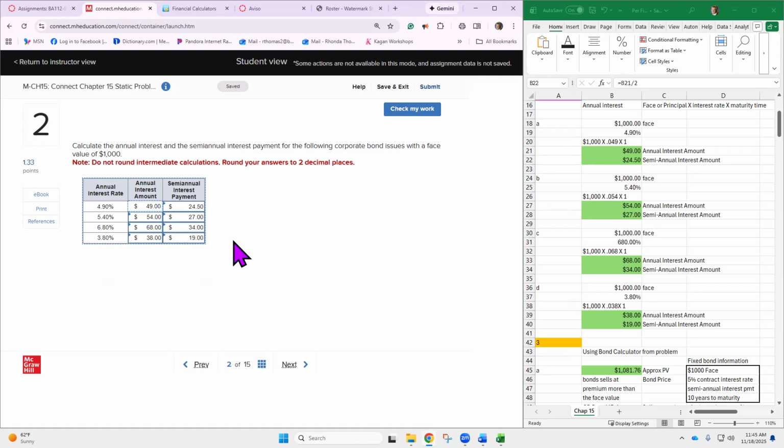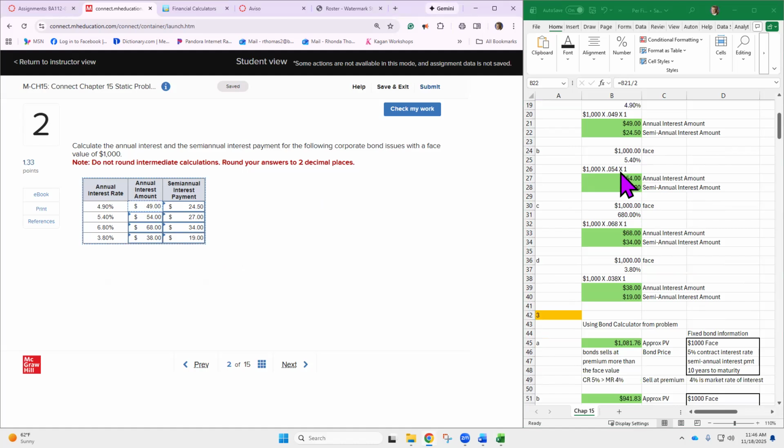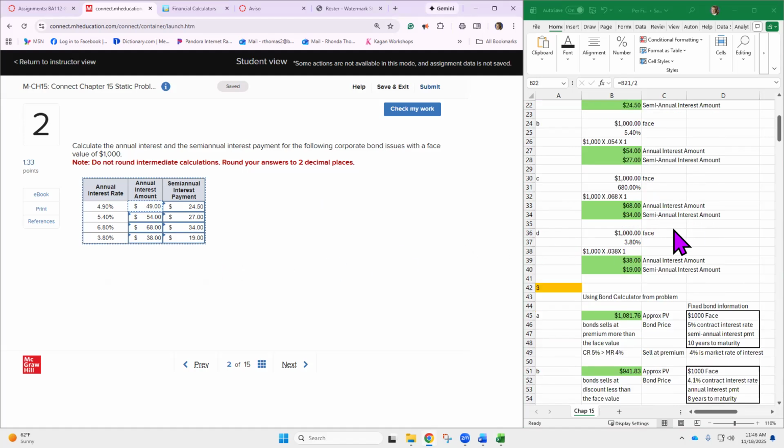I've never heard of anything other than annual or semi-annual. There might be quarterly interest, but monthly interest would get to be pretty time consuming to pay, right? The next one is 5.4%. 5.4% times 1,000 ends up being $54 in annual interest and $27 in semi-annual interest. 6.8% interest is $68 of annual interest with $34 semi-annual interest.